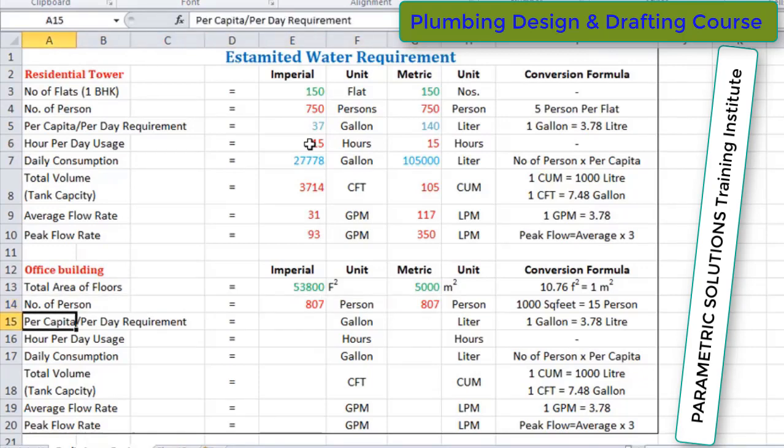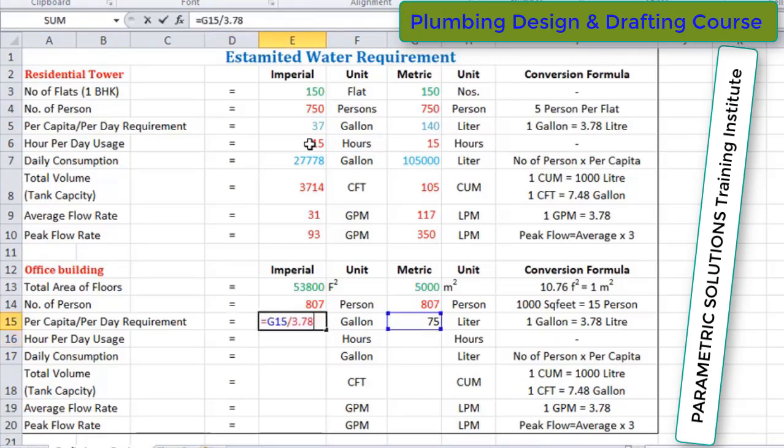Let's talk about the per capita per day requirement. Here generally 75 liters per person is considered, and in an office building we always consider 75 liters per person per day requirement. So if I want to convert into gallons, that will be 75 divided by 3.78, which is 19.84. So let's round it up.